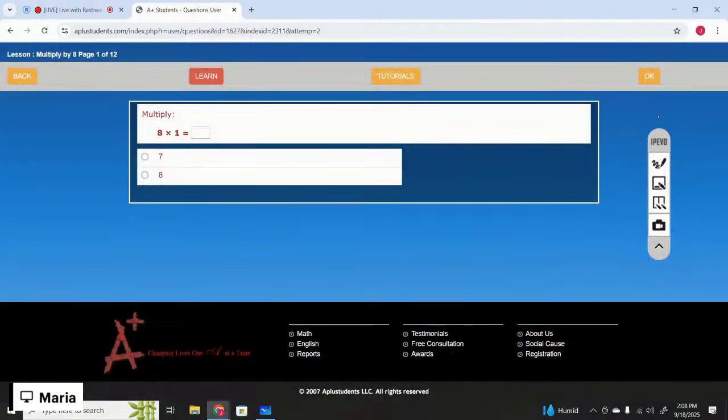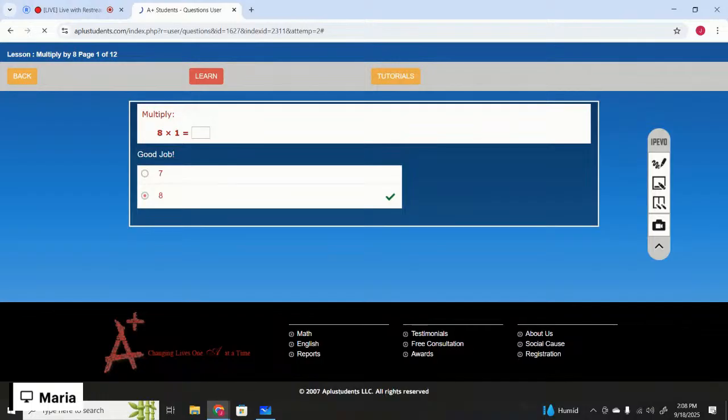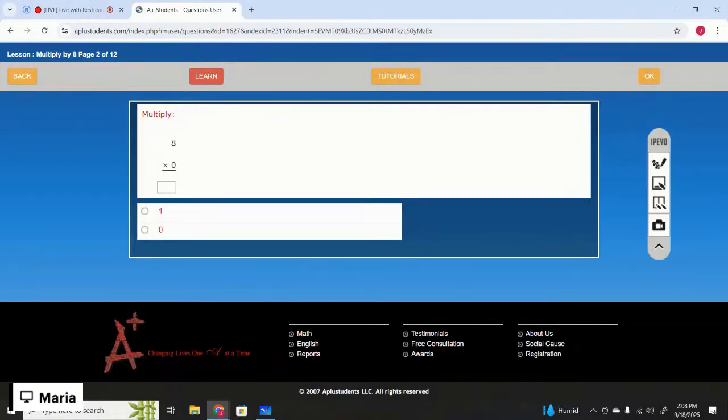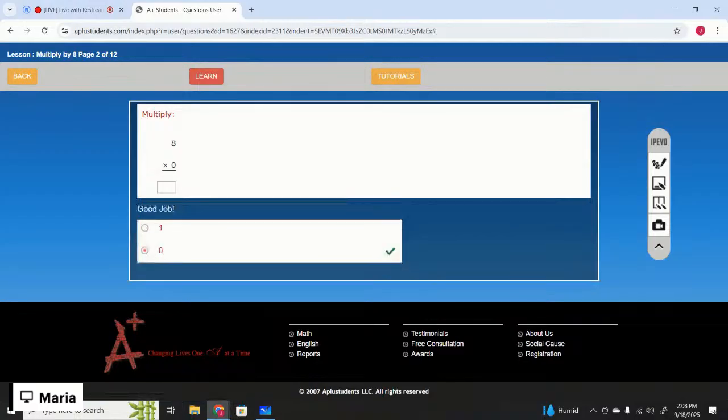Okay, 8 times 1. 8 times 1 is 8. Any number multiplied by 1 is exactly the same answer. So 8 times 1 is 8. 8 times 0. So any number multiplying with 0 means the answer is 0. So 8 times 0 is 0. Option number 2 is the correct option.